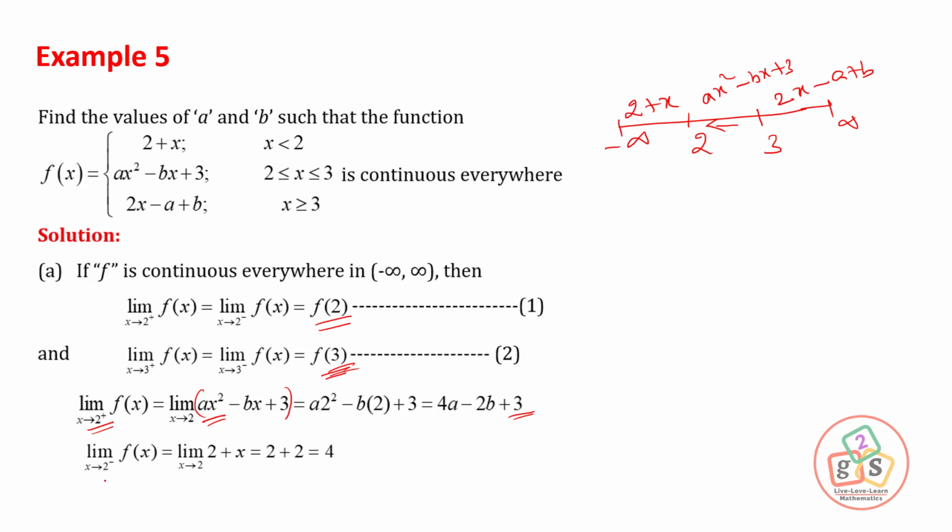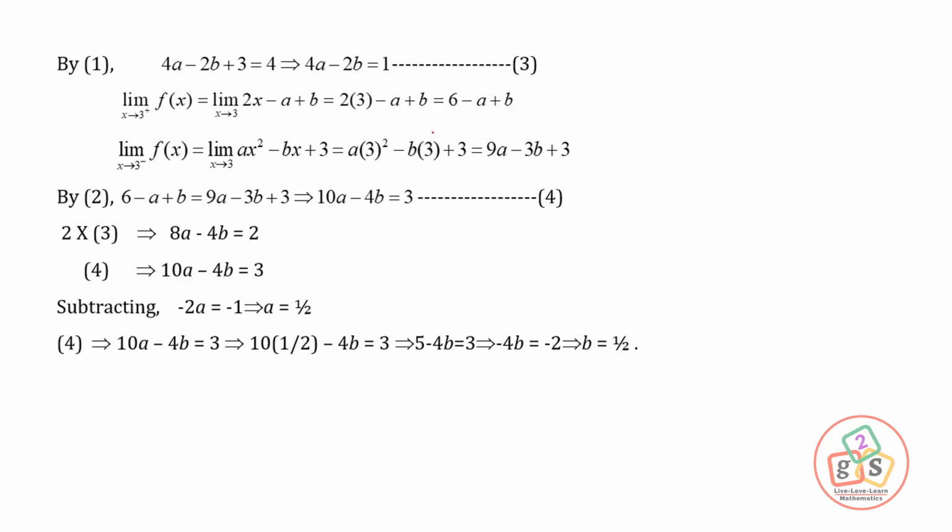Similarly, we can find the left hand limit, limit as x tends to 2 minus of f of x. Below 2, the function is, sorry, 2 plus x. Now we put x equals 2, and we get 2 plus 2, that is 4. From equation 1, the left hand limit is equal to the right hand limit. So we equate these and get 4a minus 2b equals 1. We consider this as equation number 3.